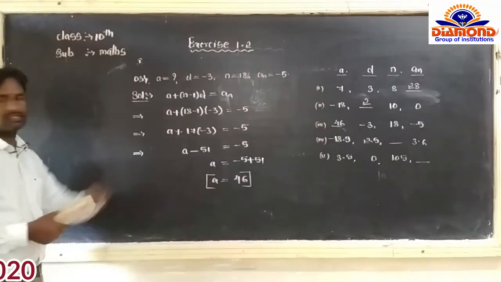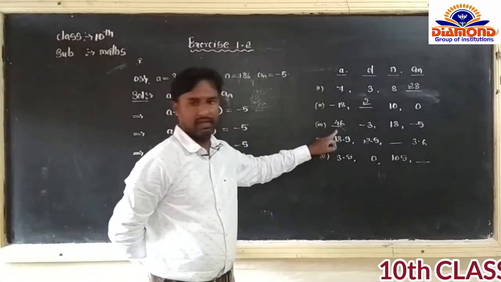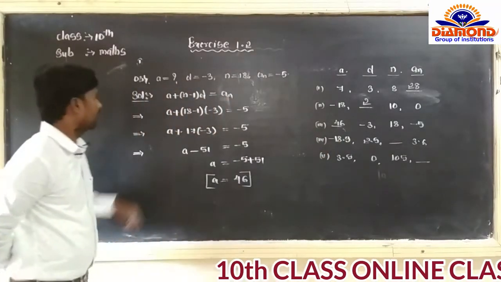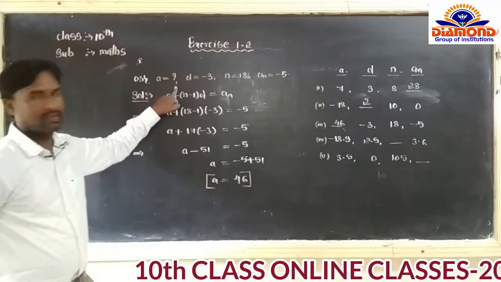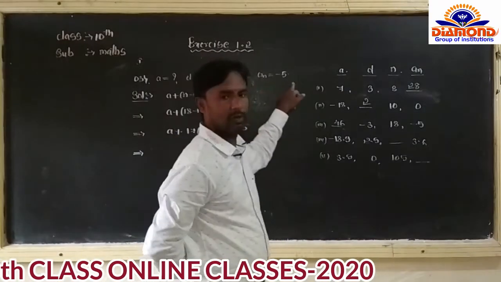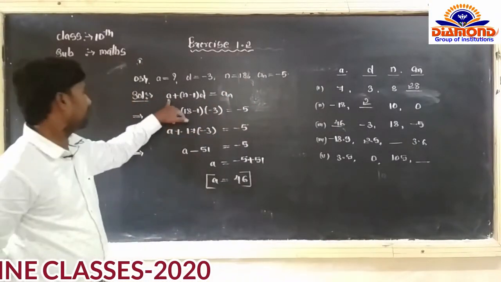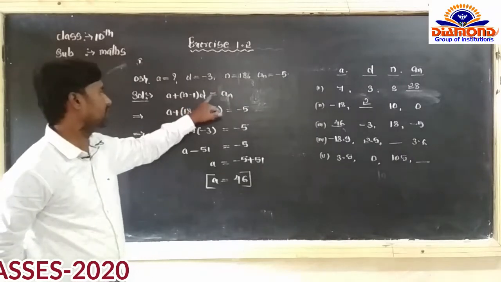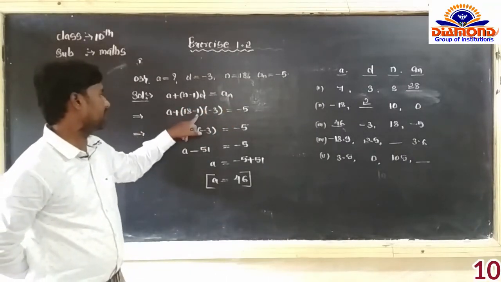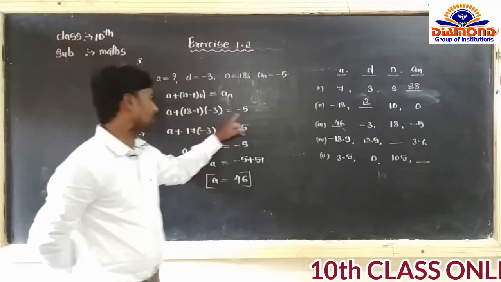Once again, dear students, look at the board. In this third question we are finding the first term, dear students. So look at a is equal to question mark, common difference is minus 3, n is equal to 18, an is equal to minus 5, dear students. Okay, write the formula a plus (n minus 1) d is equal to an. So a plus (18 minus 1), so n is 18 minus 1, here minus 3 is there, is equal to minus 5.